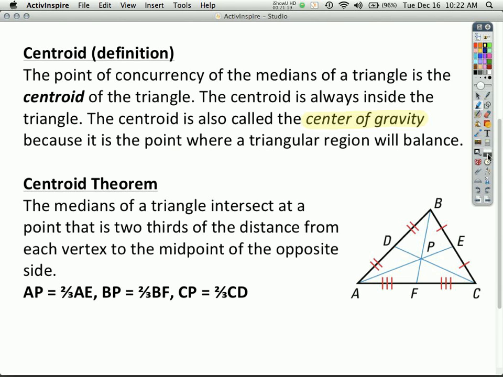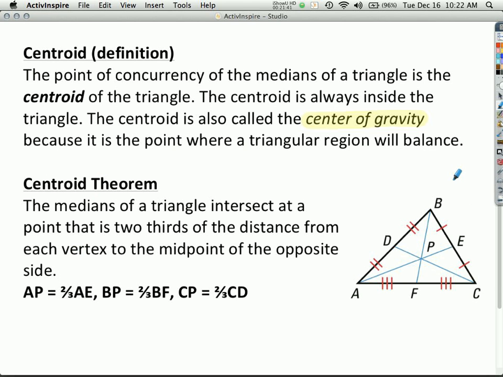Concurrency of medians of a triangle, and it was supposed to say theorem at the end. Well, I've looked through other publishers' books, and every publisher uses slightly different names. That's why the idea is more important than the name. So now in parentheses, you can write centroid theorem.